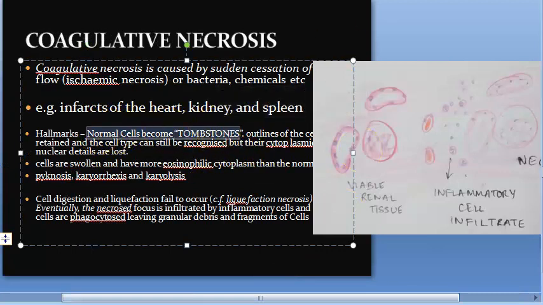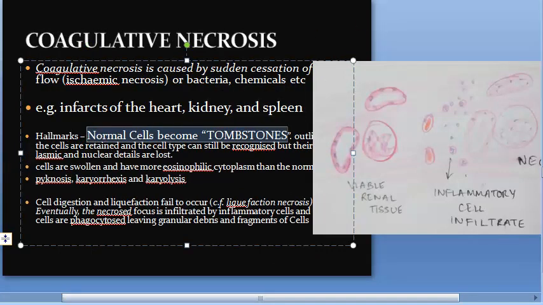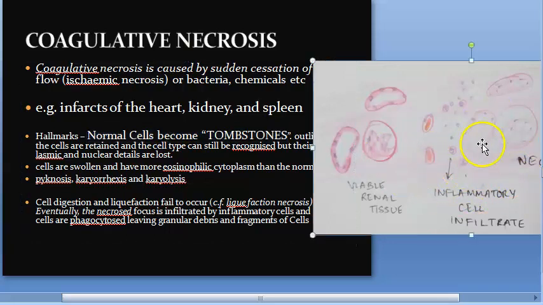The normal cells become tombstones. Tombstone means they will retain their normal cell shape. The outline is retained. The type of the cell can still be recognized, but their cytoplasmic and nuclear details are lost. So you can see here, you can still kind of know that they exist.